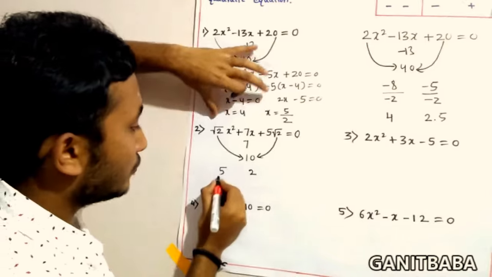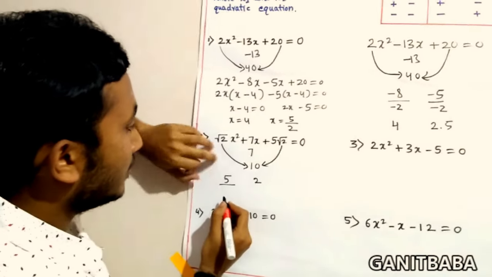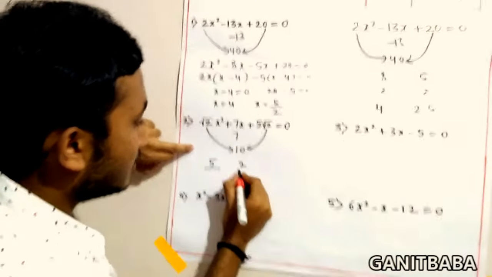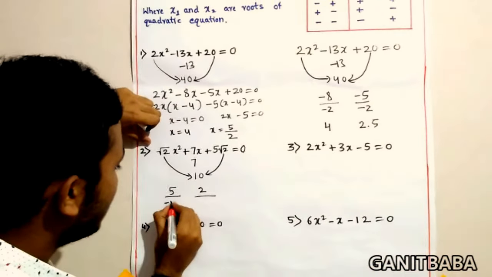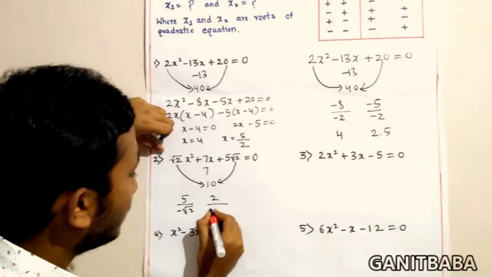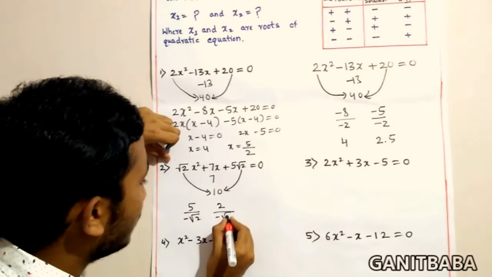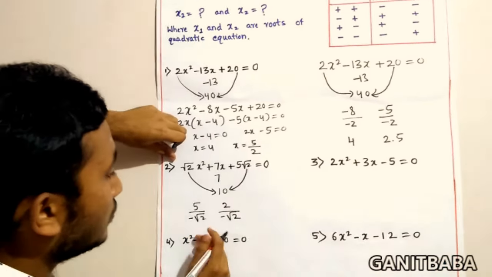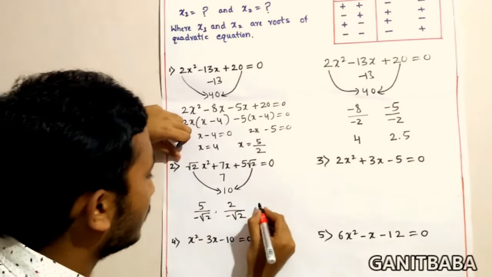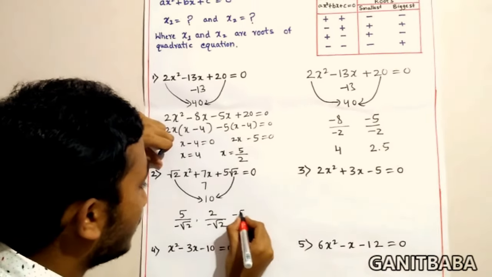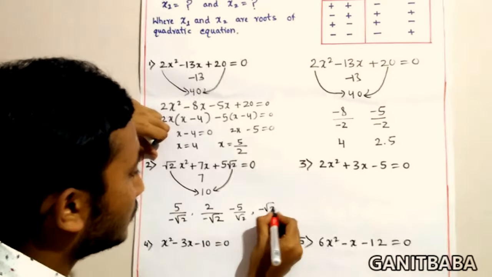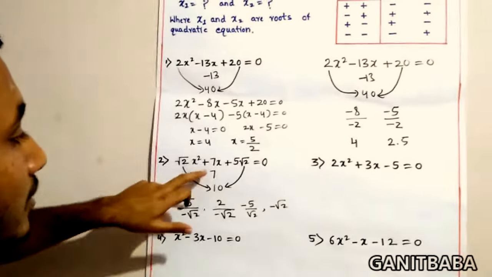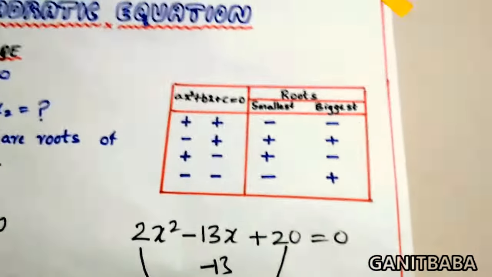And next, what we need to do, we need to divide it by this a, that is the coefficient of x square, with a minus symbol, that is root 2, and this is root 2. So the roots will be minus 5 by root 2 and minus root 2. So as from the table, we can say that plus plus, that is, roots will be minus minus.